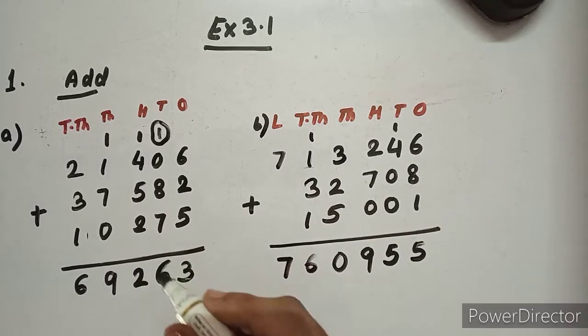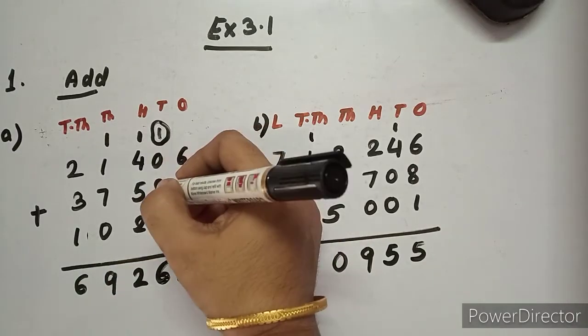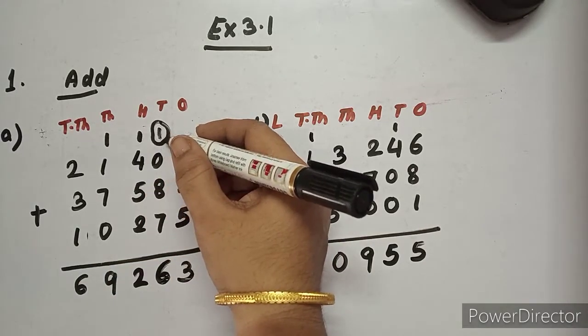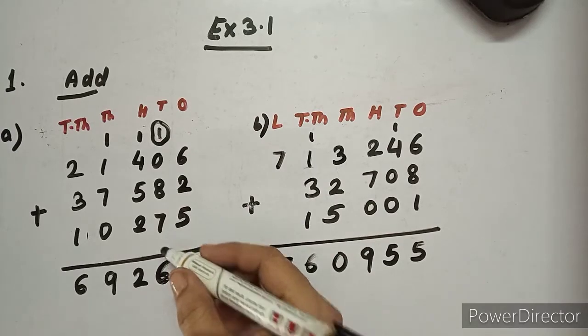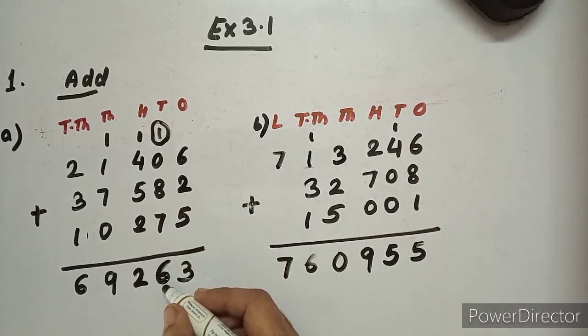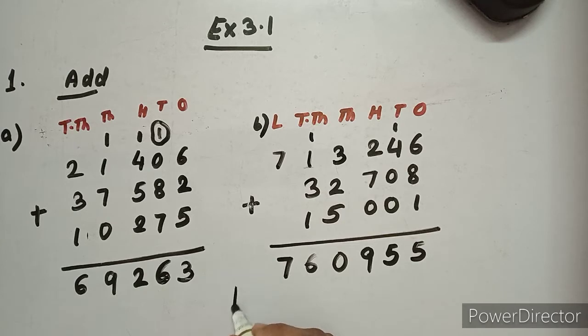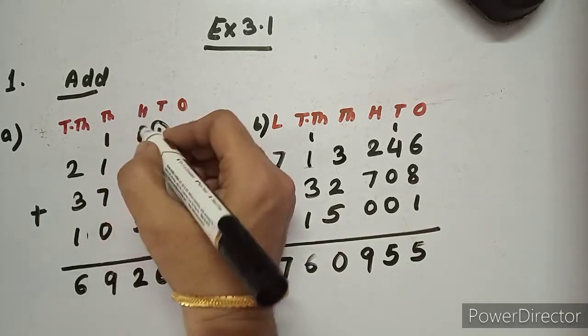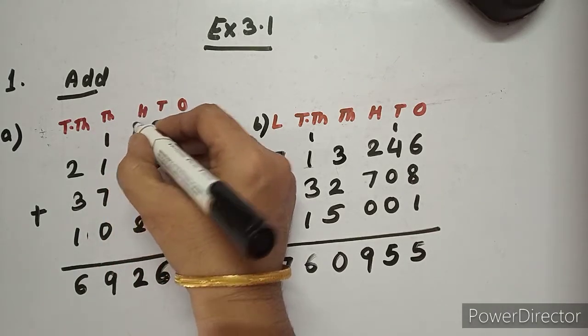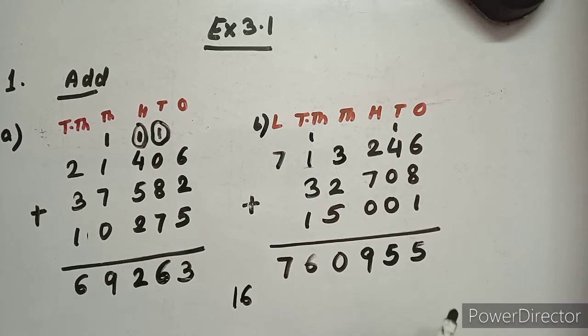Can you see? Okay, now 8 plus 1 is 9. 9 plus 7 is 16. So 6 of 16, ये देखिए मैं 16 का जो है ये 6 को नीचे लिखी हूँ और ये 1 को मैंने यहाँ पे नेक्स्ट प्लेस में कैरी ओवर कर लिया है.